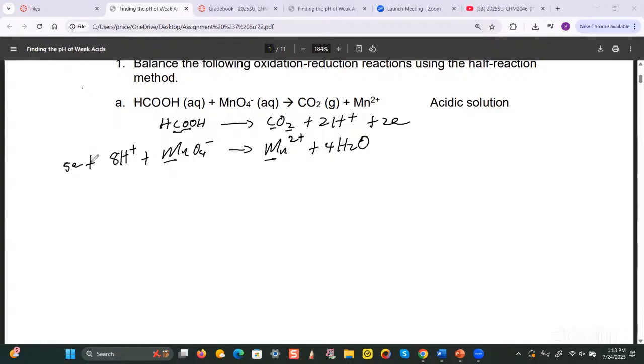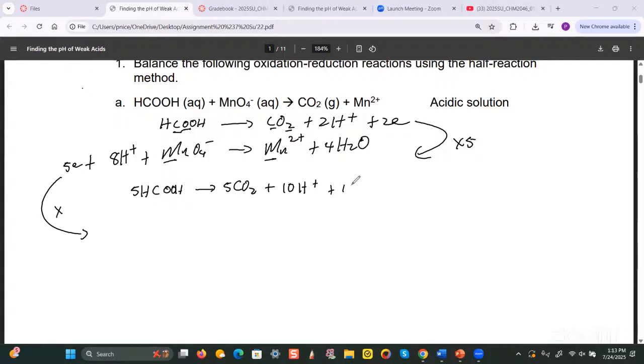Next step. Get an equal amount of electrons. Okay, very good. So how would we achieve that? Multiply this first one by 5 and this one by 2. Exactly. So when you multiply this by 5, you're going to get 5 HCOOH to give 5 CO2 plus 10 hydrogen ions plus 10 electrons, right?